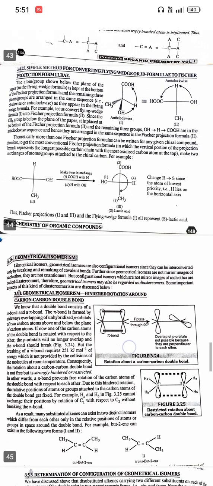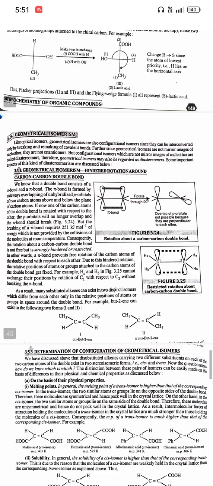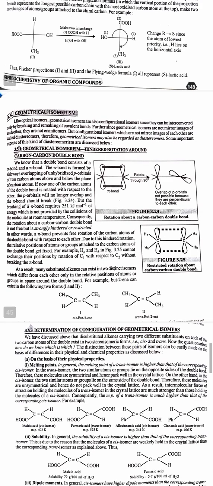Geometrical isomers. Geometrical isomers may also be regarded as diastereomers. Some important examples of this kind of diastereoisomers: carbon-carbon double bond.